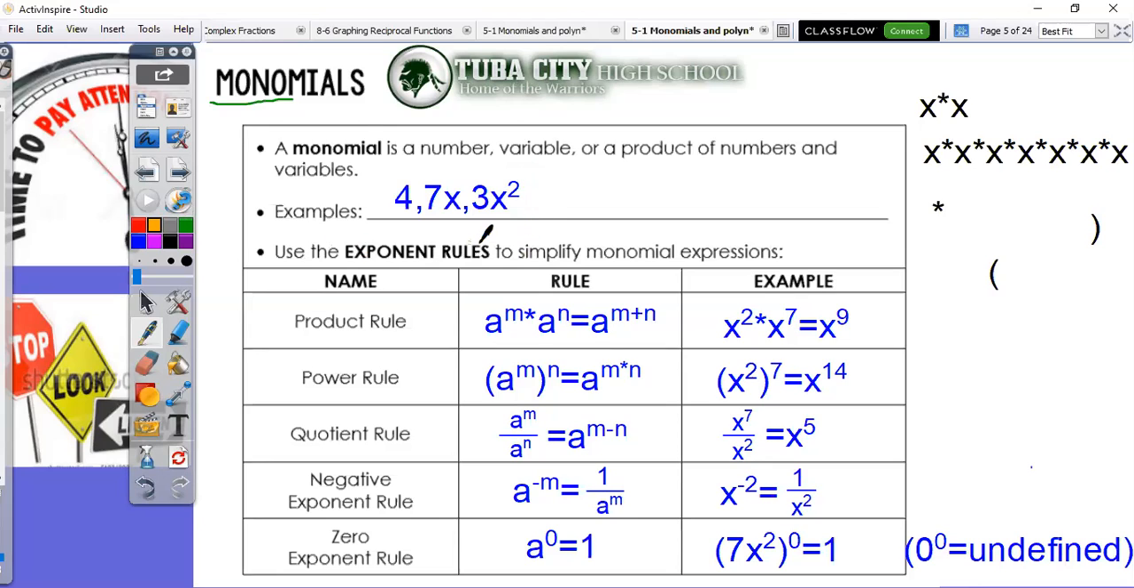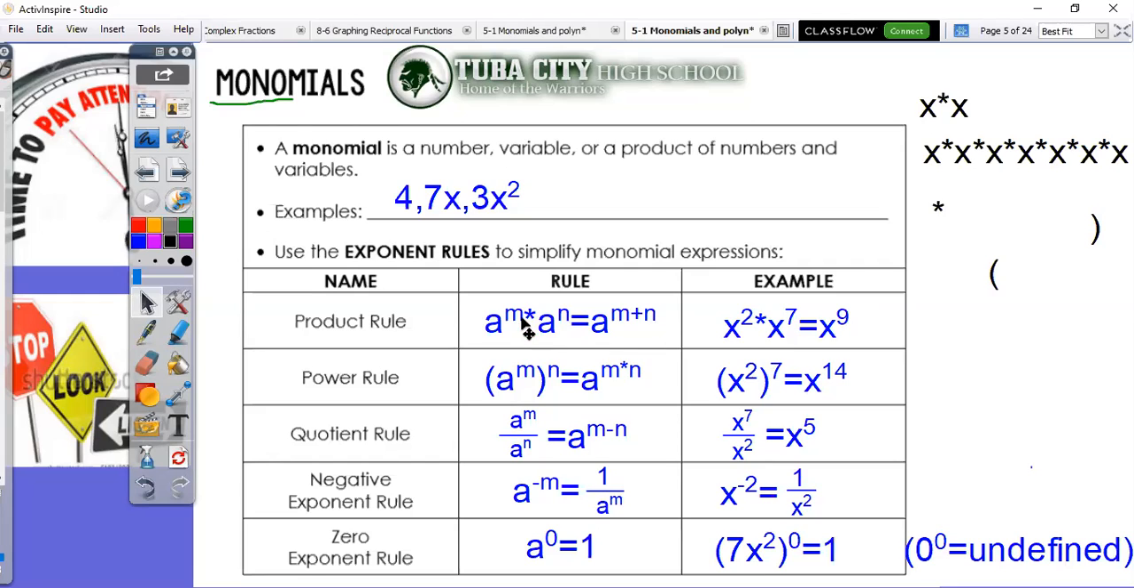So we're going to use some rules here, and these rules look kind of complicated, but they're actually kind of easy. I think you might have covered these in Algebra 1, although I could be wrong about that. I haven't taught Algebra 1 in a while.